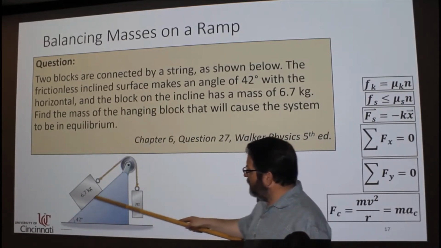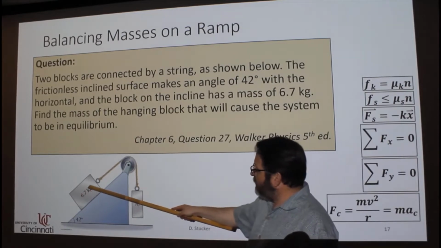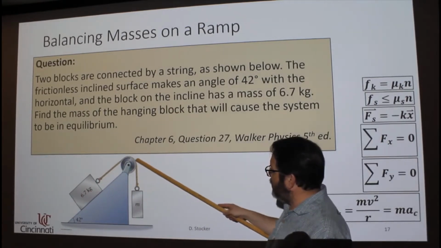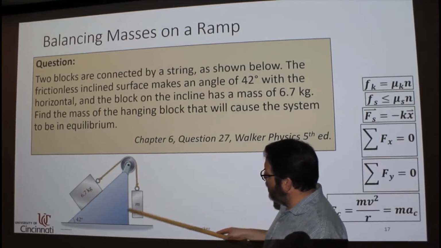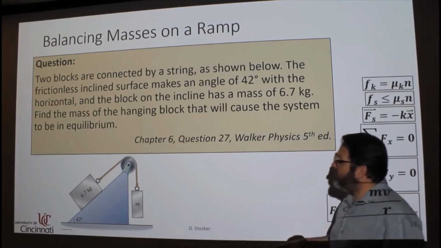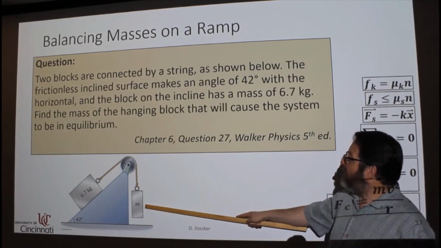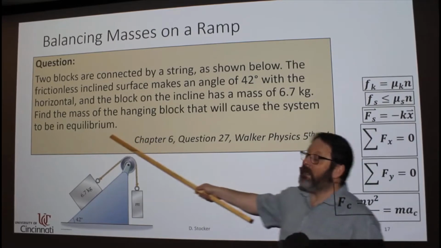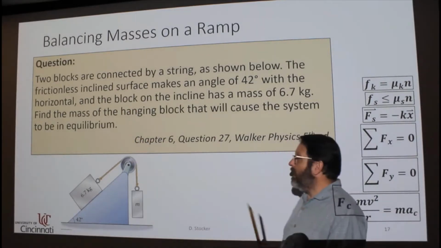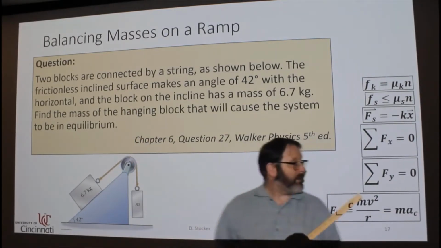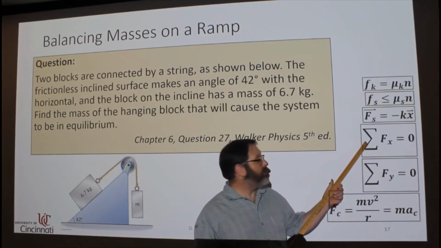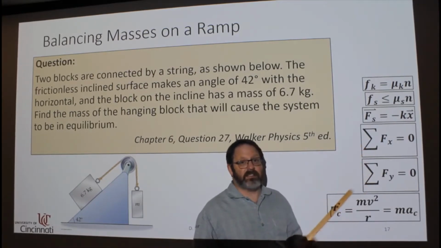We have the slope. We have this connected across a pulley to another mass that's hanging there. And we are supposed to find out what that mass needs to be so that the system will be in equilibrium. And for it to be in equilibrium, that means the sum of the forces in each direction has to be equal to 0.